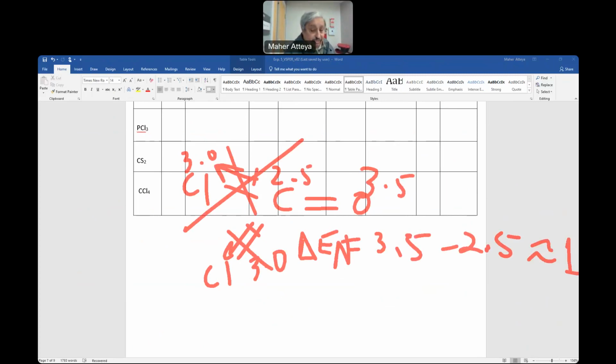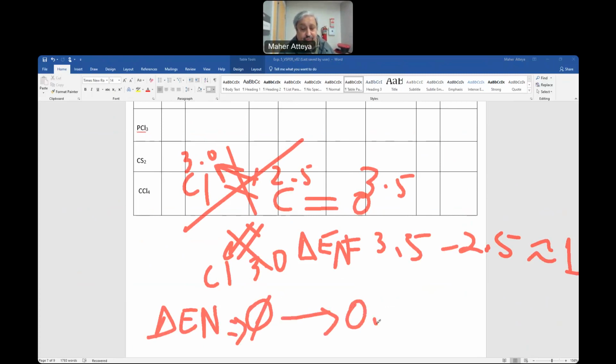So the table will tell you, from 0, delta EN, the electronegativity difference, if it's 0 to 0.4, correct? That's covalent nonpolar.